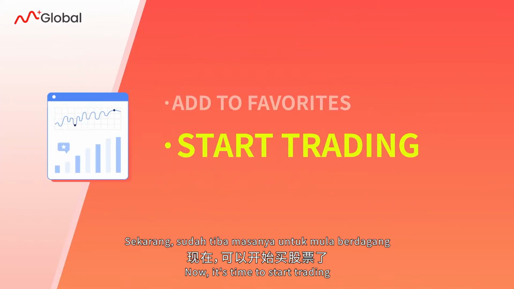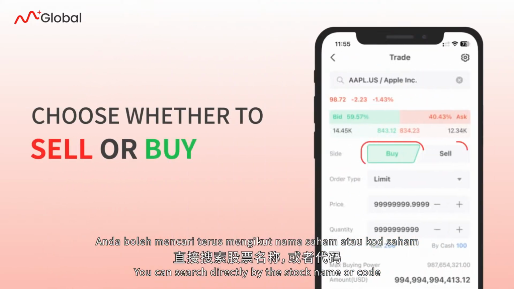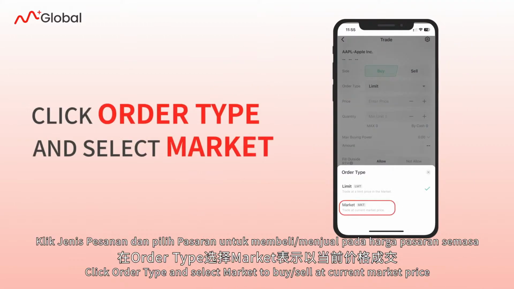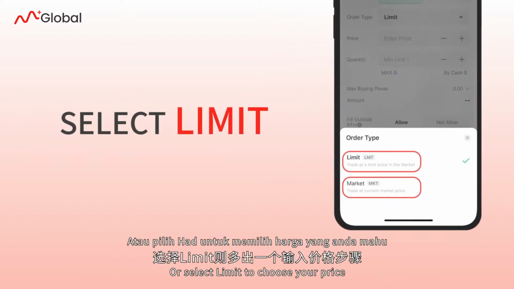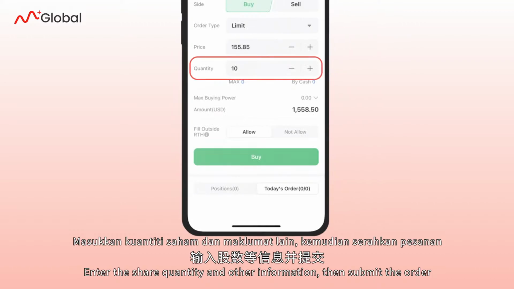Now, it's time to start trading. You can search directly by the stock name or code. Choose whether to sell or buy, click Order Type and select Market to buy or sell at current market price, or select Limit to choose your price. Enter the share quantity and other information, then submit the order.